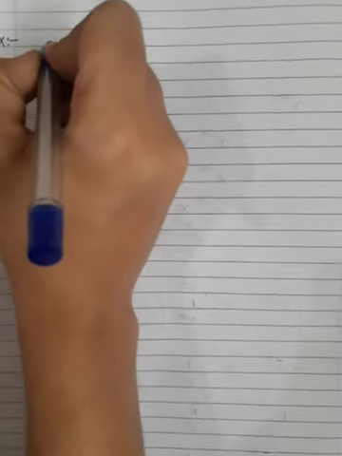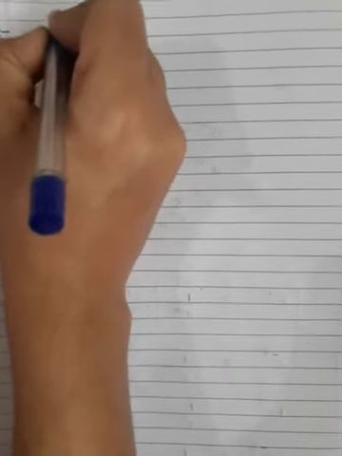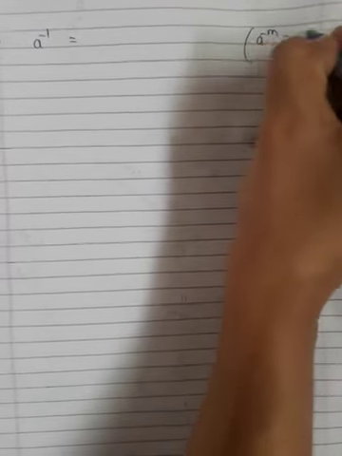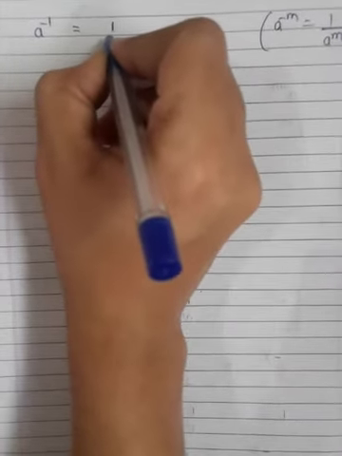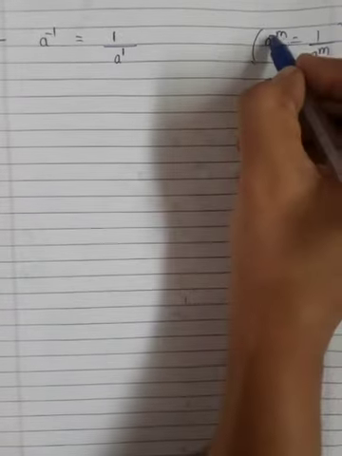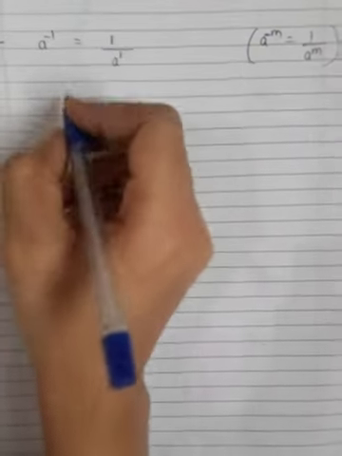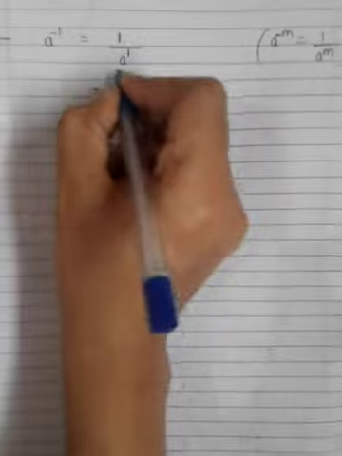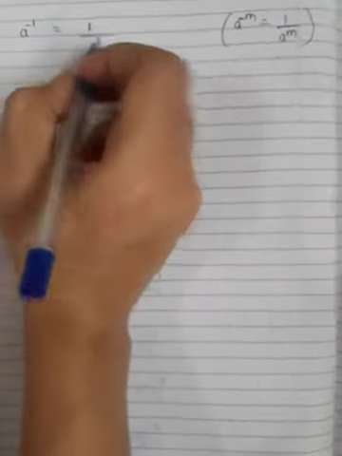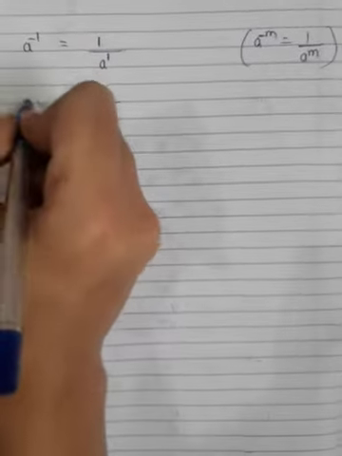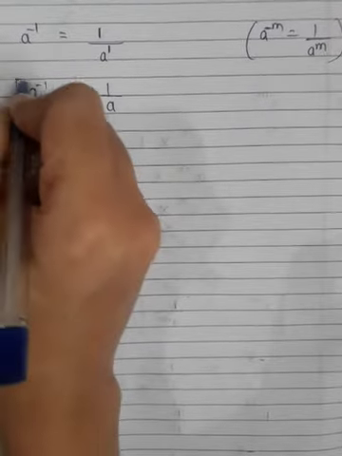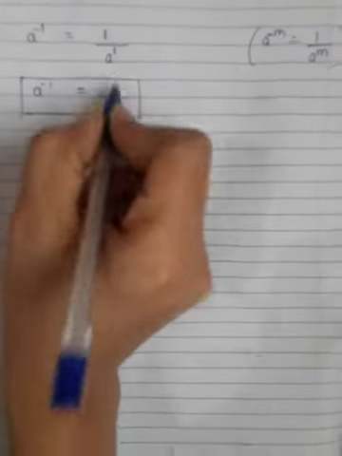See next, suppose we have a raised to minus 1. We have the property a raised to minus m means 1 upon a raised to m. So a raised to minus 1 means 1 upon a raised to 1. So this negative power becomes positive. Here 1 upon a raised to 1 means 1 upon a, since a raised to 1 means a. So here a raised to minus 1 is 1 upon a.